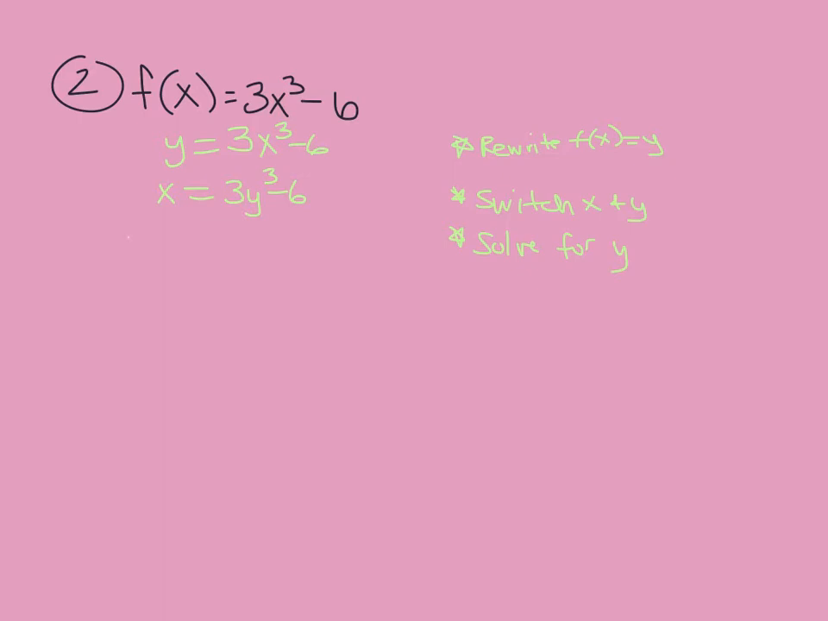I'm going to move over my 6. And once I move over my 6, I need to divide by 3. So I get x plus 6 over 3 is equal to y cubed. Then I end up getting that y equals the cube root of x plus 6 over 3. Not the nicest function, but that's all I need to do. I don't need to simplify it. So now I rewrite my y as f inverse. So I just end up with this in the end.